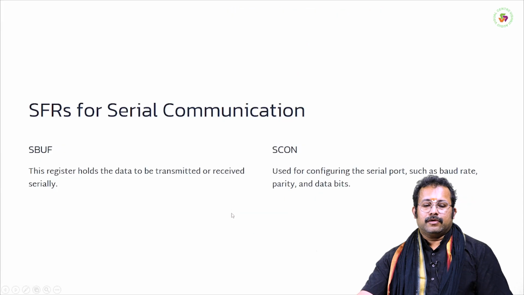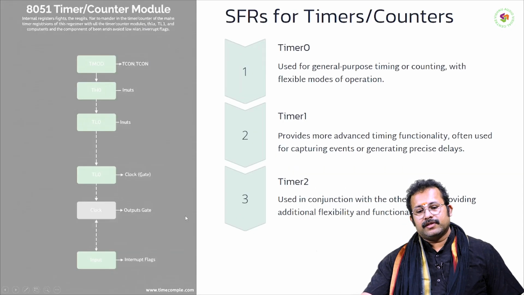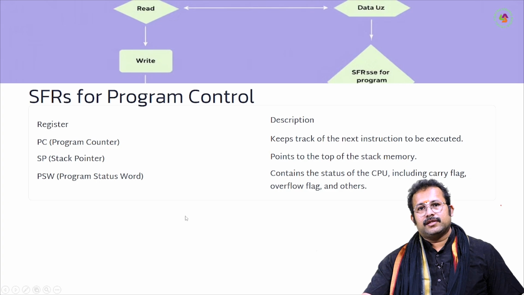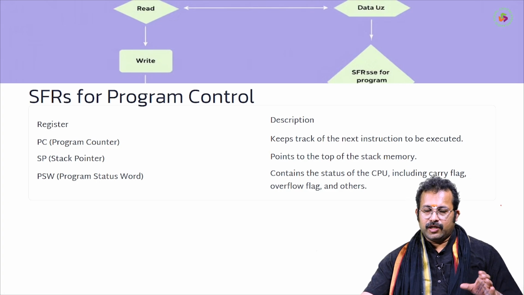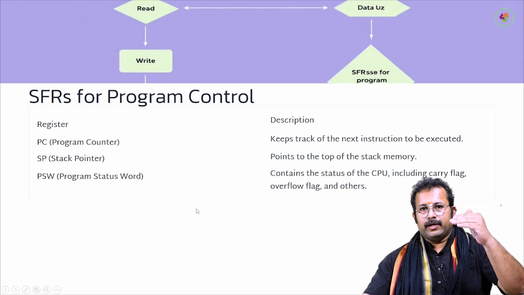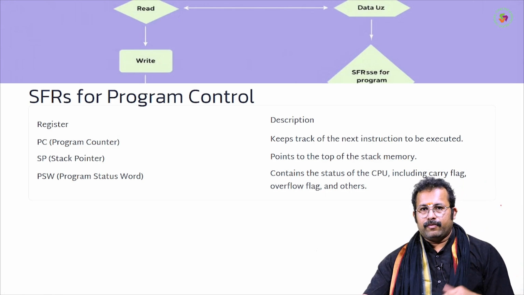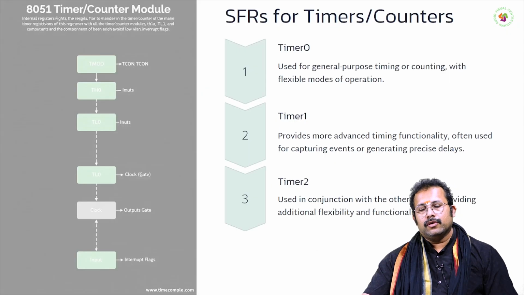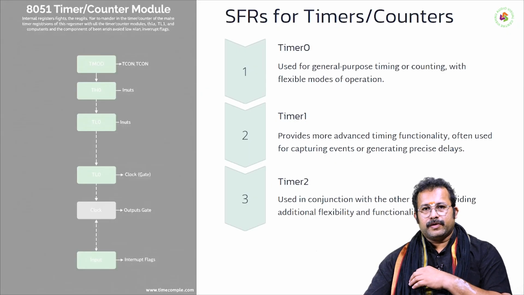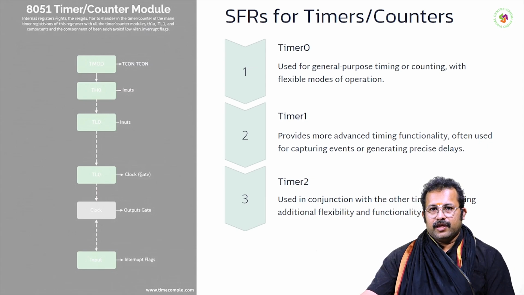Coming to the special function registers, previously these were the special function registers for changing the program flow. If a program is executing step by step, we can also alter the program's control with the help of these registers. Another group of special function registers is particularly for timers. There are 2 timers in 8051, and an additional timer 2 is optional.